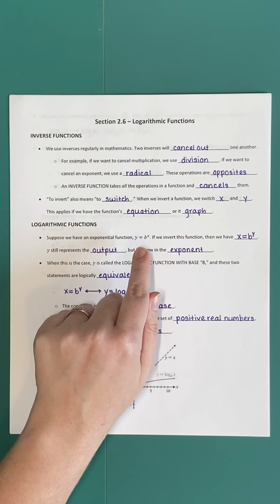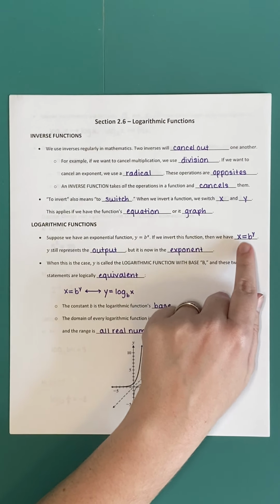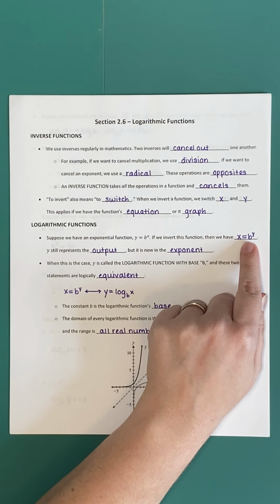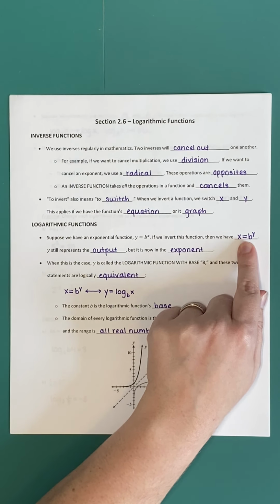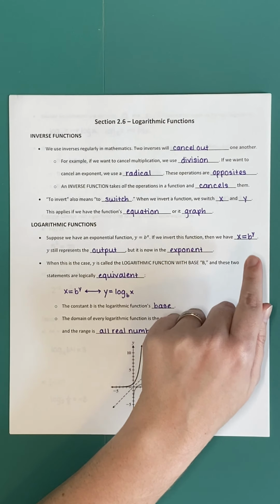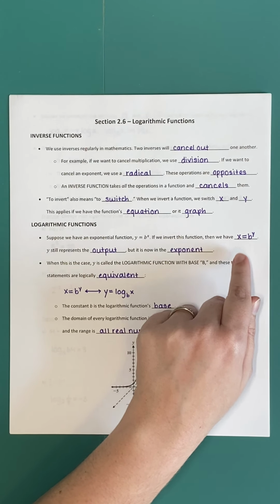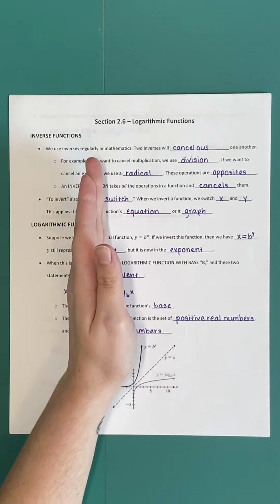So if we were to invert this particular exponential function, we would then have x is equal to b to the y power. Now it's important to keep in mind when we invert, x and y still mean the same thing in terms of x being our input and y being our output. So even though y is not isolated, it's now in the middle of an expression, it still represents the output of the exponential function. But now it's moved, it's in a new location.